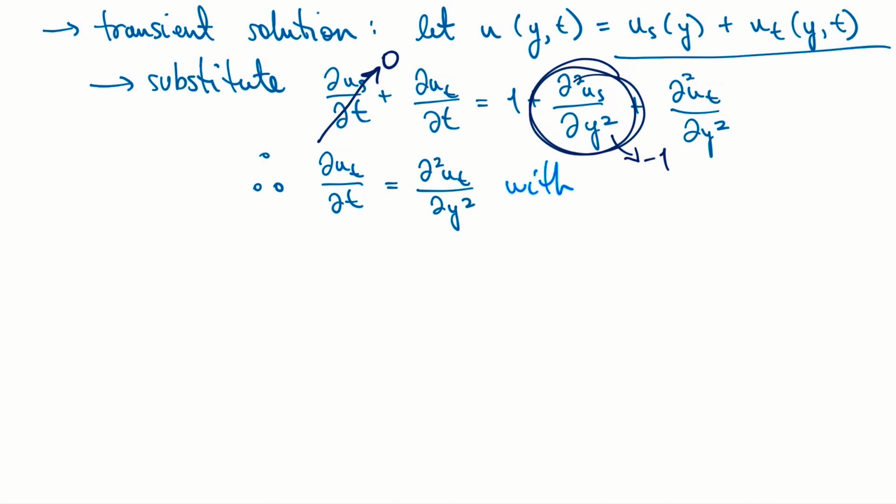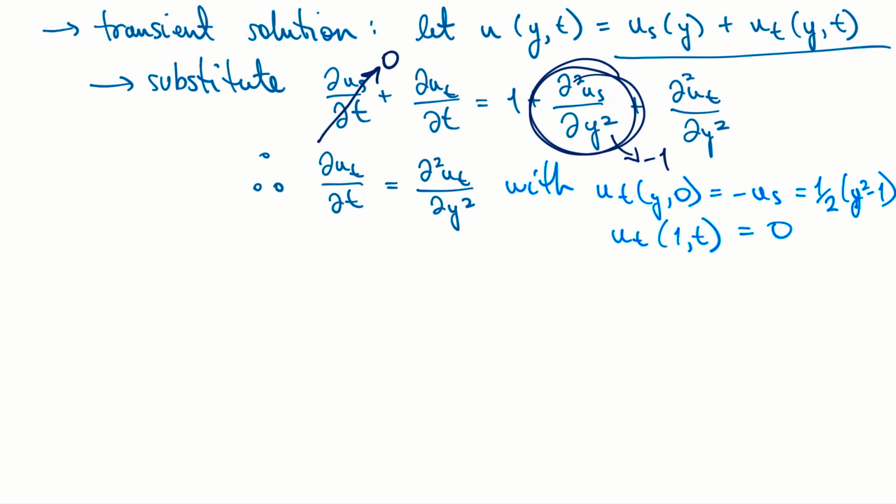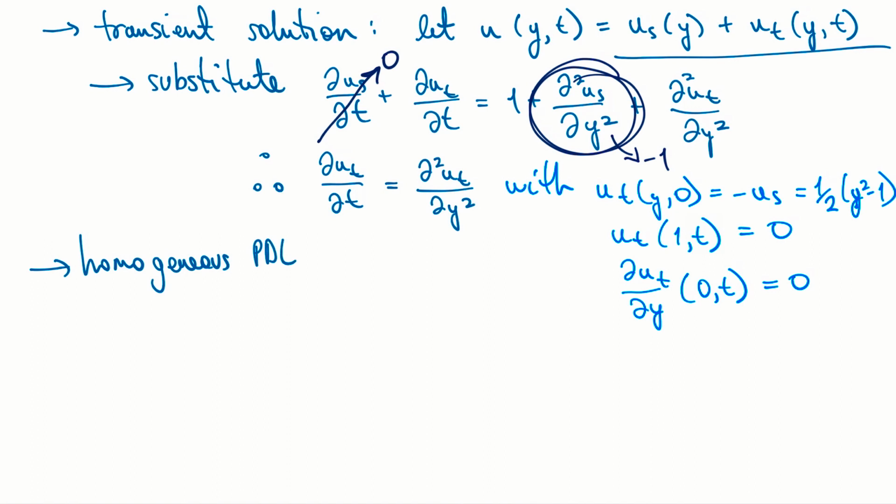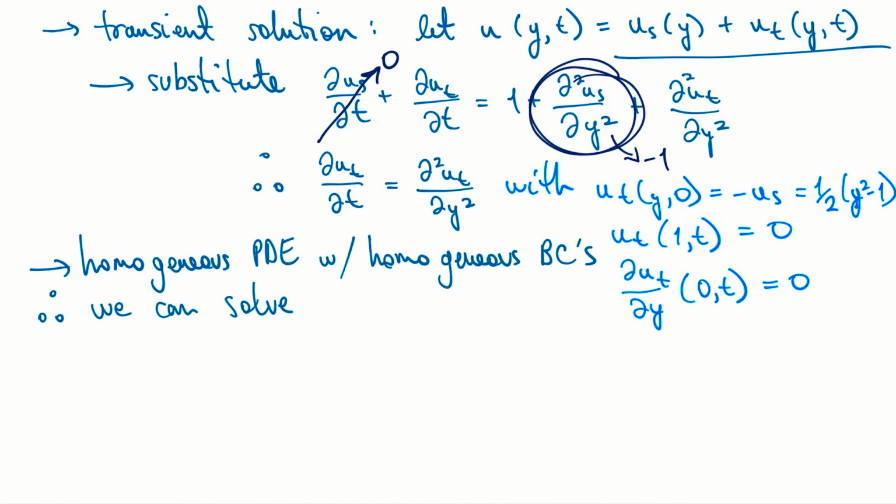I'll use a different color for that. Remember now, the condition has to be true for the u function that we wrote above, and u is actually u_s plus u_t. So when we sub in, our u boundary conditions have to match, so that is half y squared minus 1. Okay, now that works out for us because that is a homogeneous PDE with homogeneous boundary conditions. And we can solve that with separation of variables, actually. Okay, so let's go ahead and do that.